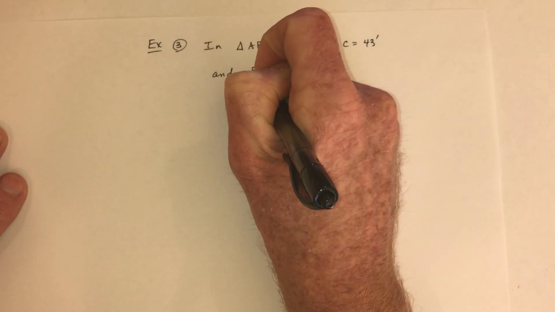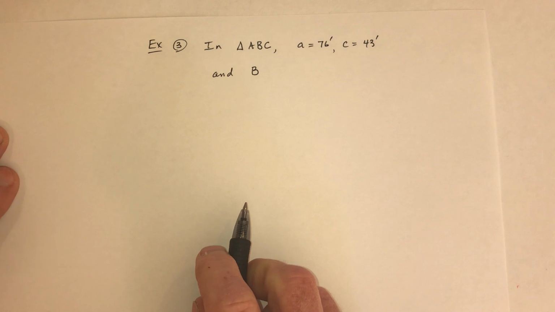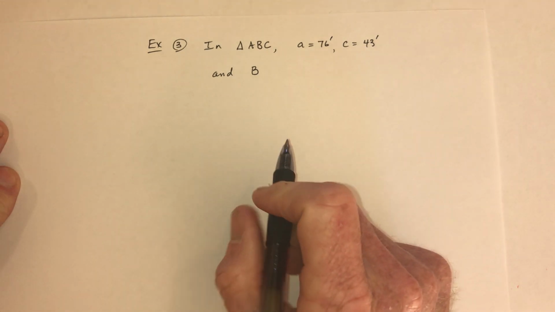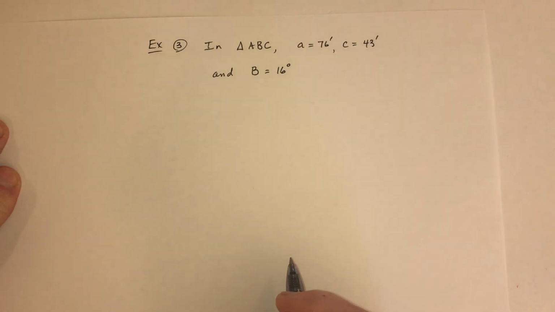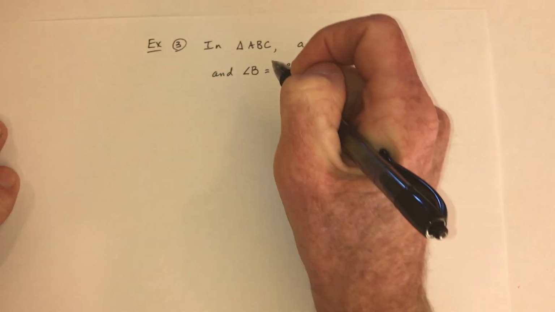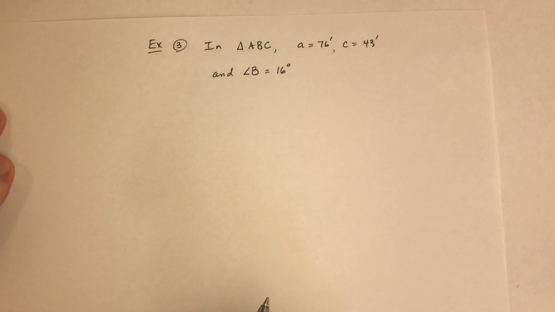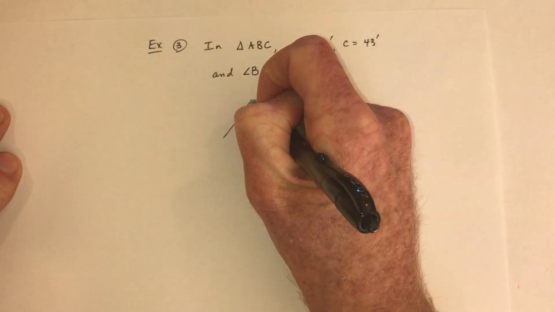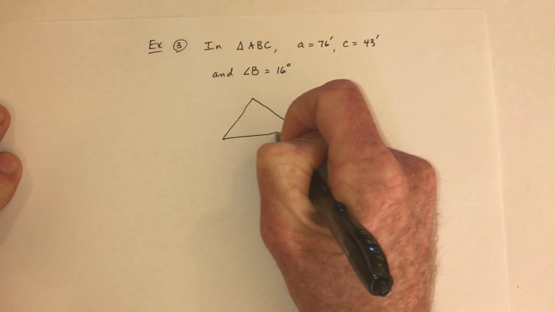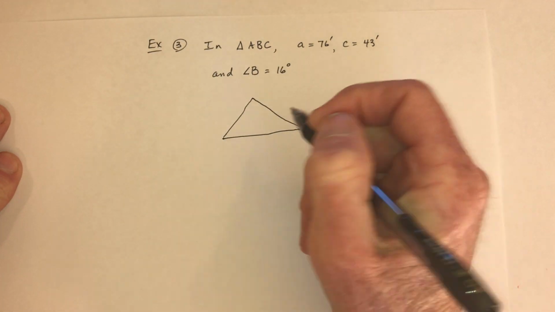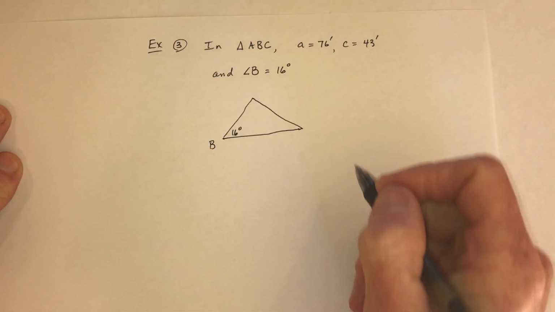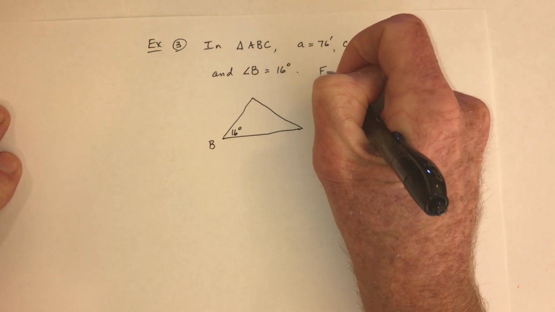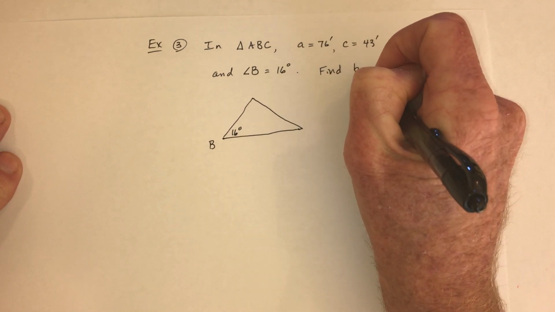and angle B, so the capital is used for the angles, the lowercase is used for the sides, and B is 16 degrees. To be a little more precise, I should say angle B equals 16 degrees. So I don't have to draw the triangle very precisely at all, just that there's a triangle. And I'm going to use this as B, so this is 16 degrees. Oh, I forgot to say the question. Find side b.